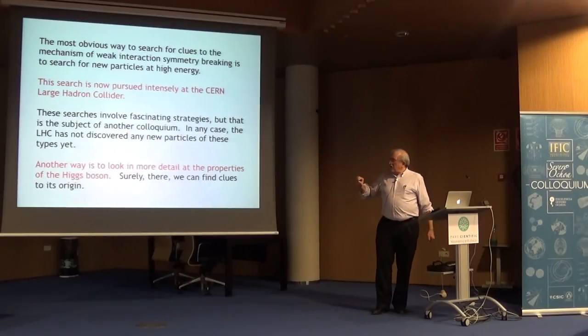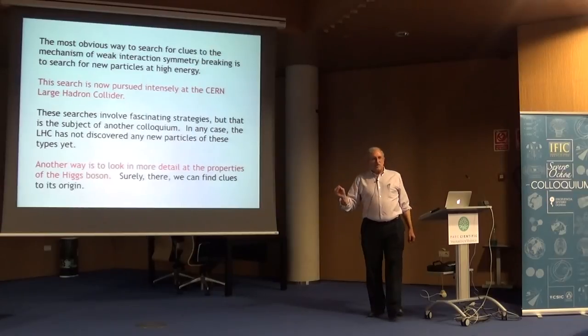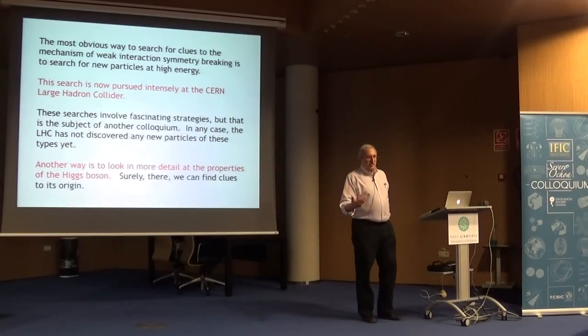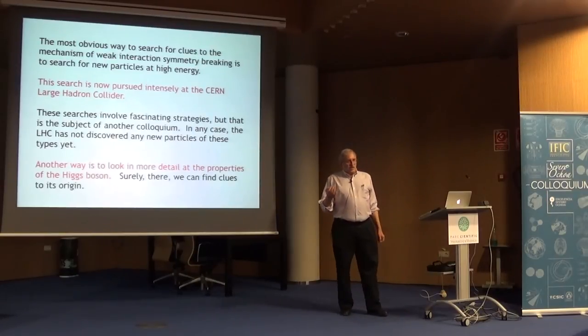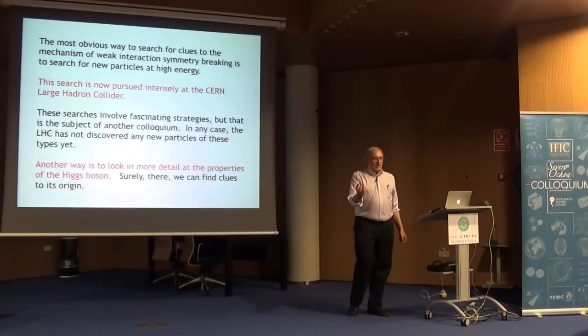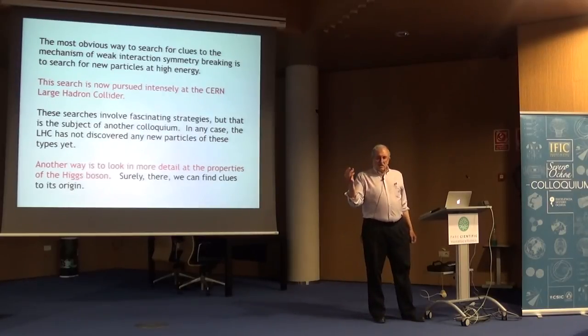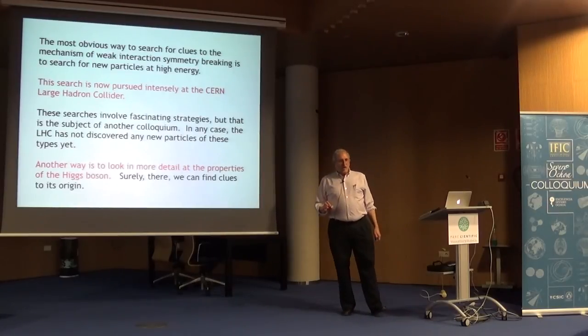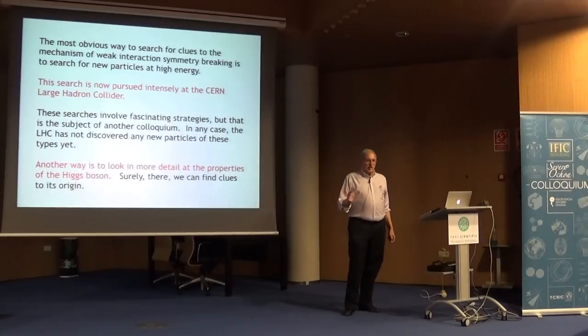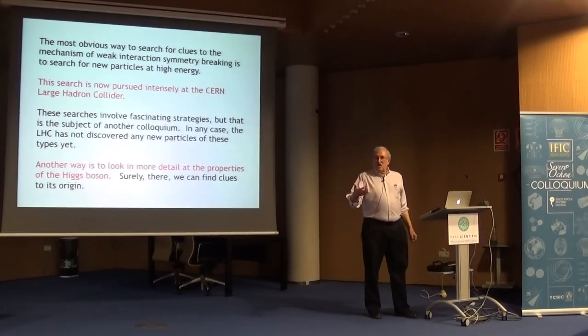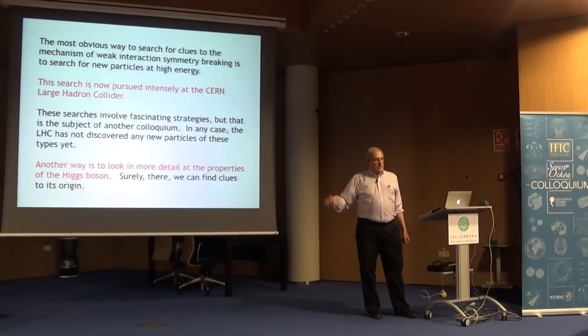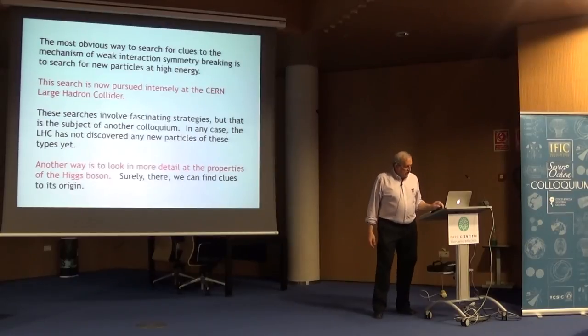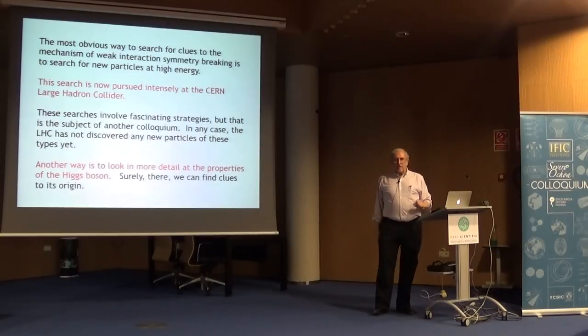So what I'd like to do now is to talk about the other way that you can go after tests of these theories, which is to take the particles that we know exist, in particular the Higgs boson and the top quark, and examine their properties in much more detail, and try and see whether from those properties we can understand the signs that one or another of these theories I showed you is correct. So let's talk a little about that.